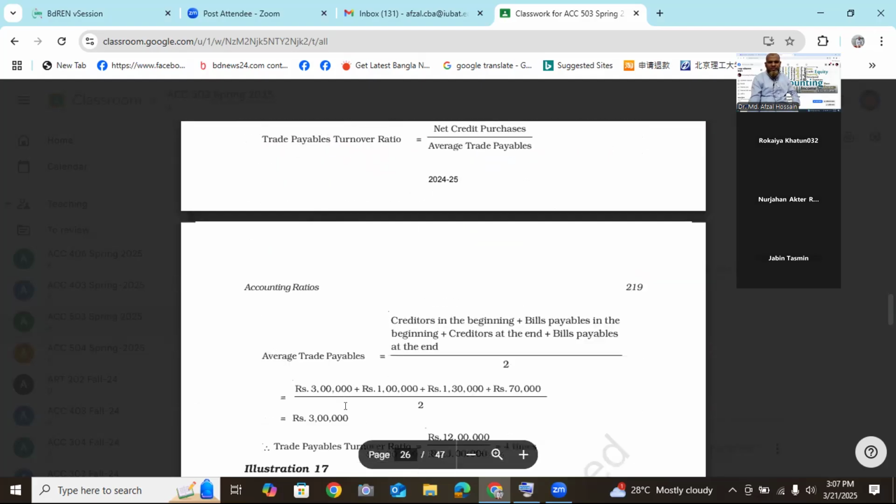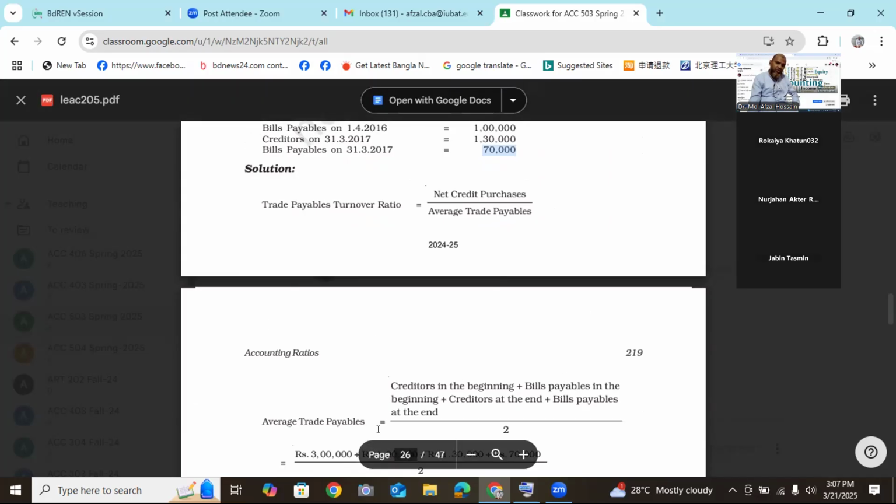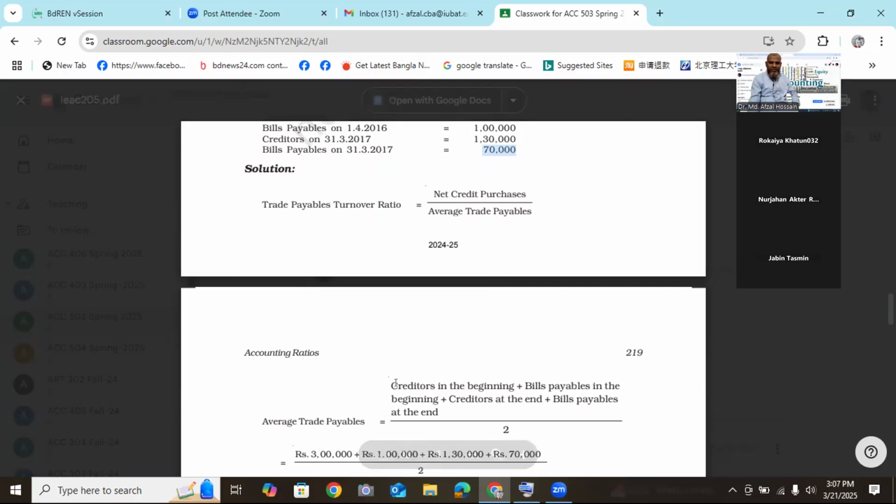Average trade payable is creditors in the beginning plus bills payable in the beginning, plus creditors at the end plus bills payable at the end, divided by 2. That means creditors and bills payable are both short-term liabilities. You have two liabilities, creditors and bills payable.